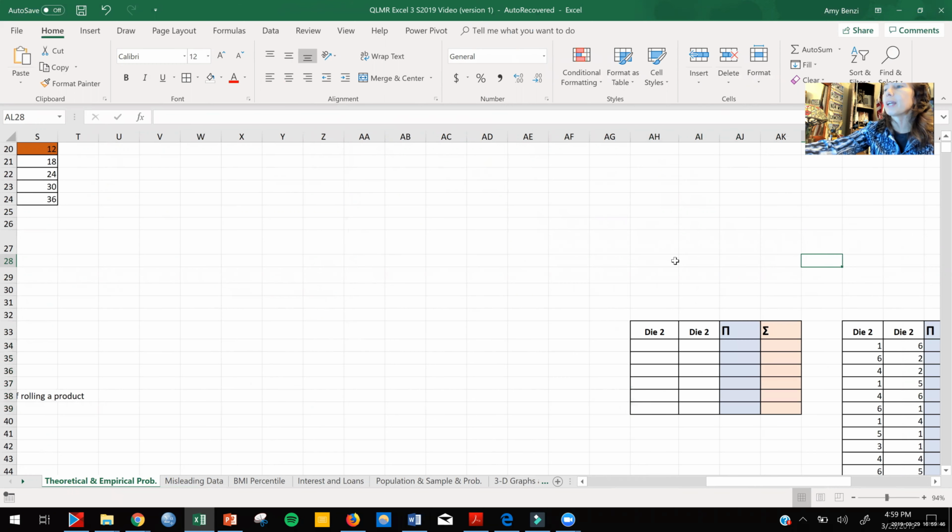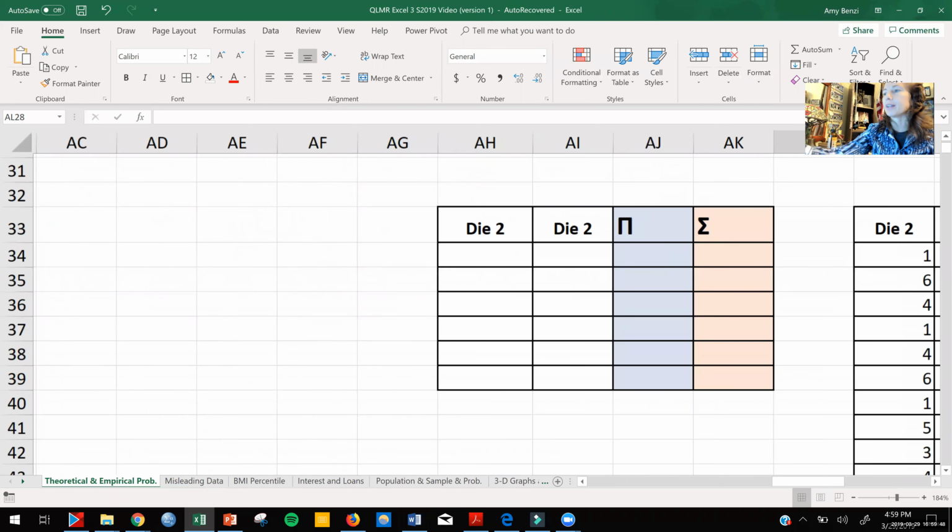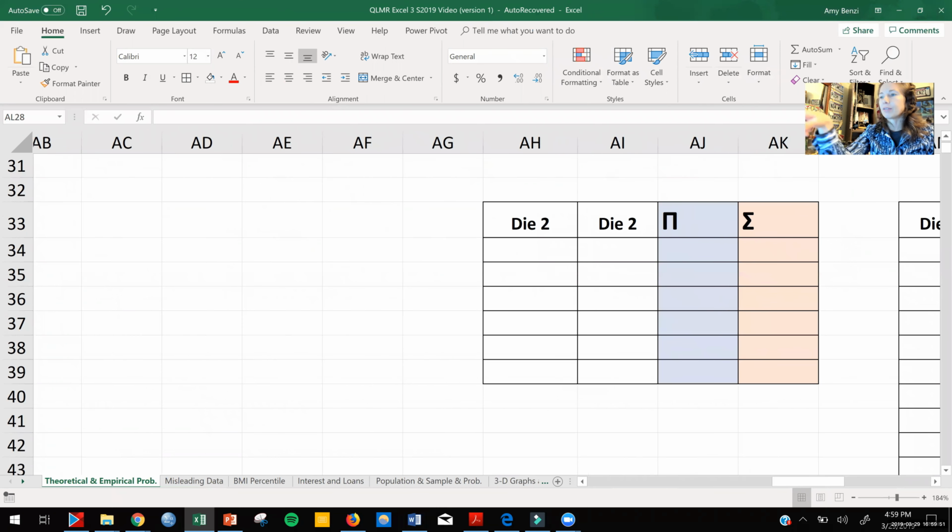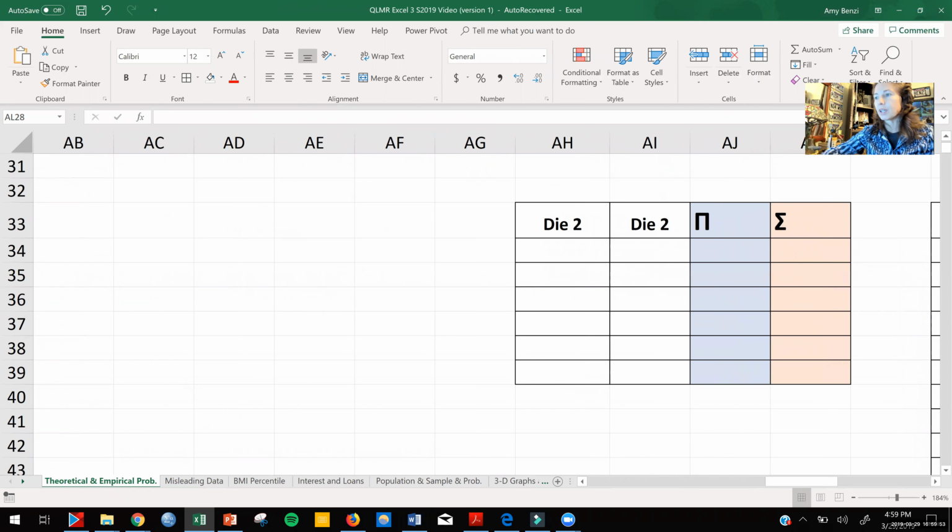All right, so right here I have created 2 columns. And if you just look at die 1 and die 2, these are just the 2 columns I'm talking about. And here for the product and sum, that's moving forward. So let's just start here.